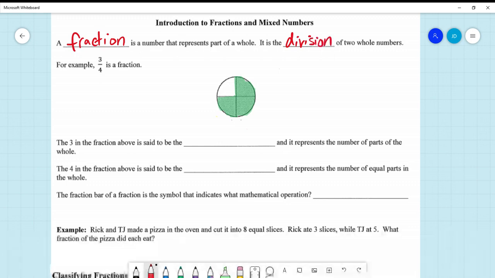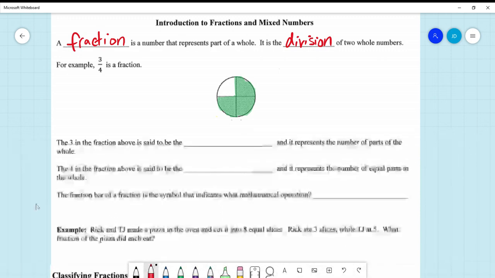For example, 3/4 or 3 out of 4 or 3 over 4, any way you want to say that, we can represent that with this picture. We have 4 parts of this whole circle. 3 of them are shaded. We're looking at 3 out of 4.